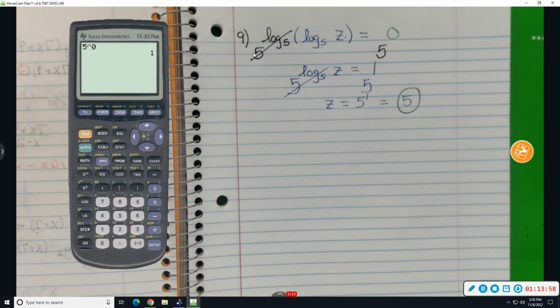So I canceled the black log base 5 by putting a black 5 on each side. That's a 5 to the 0. That's where you're getting the 1. Then I cancel the blue log base 5.